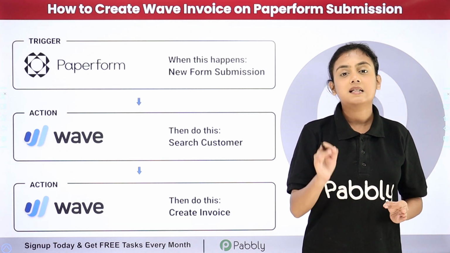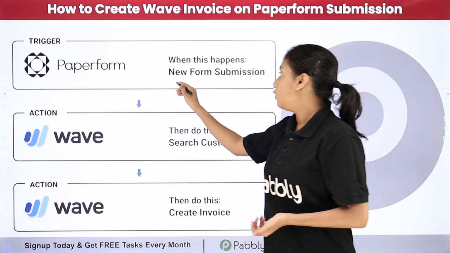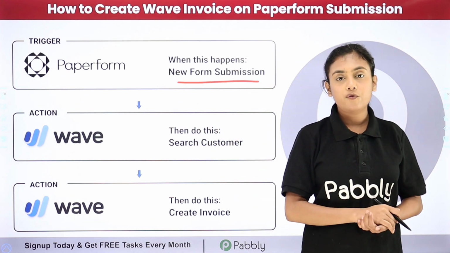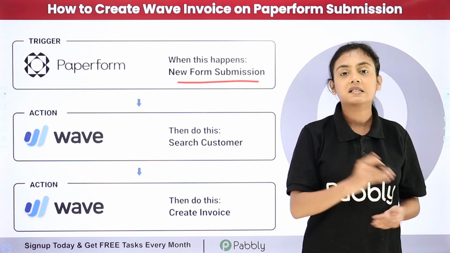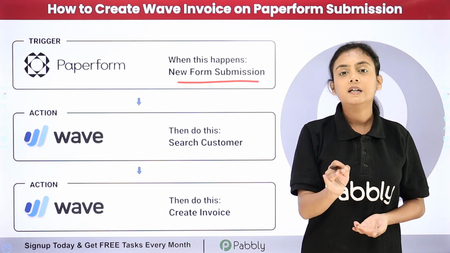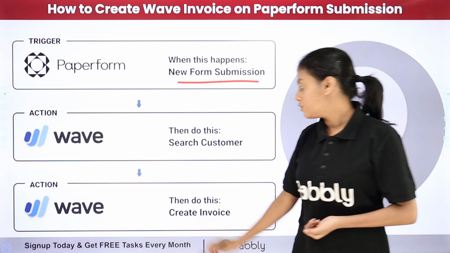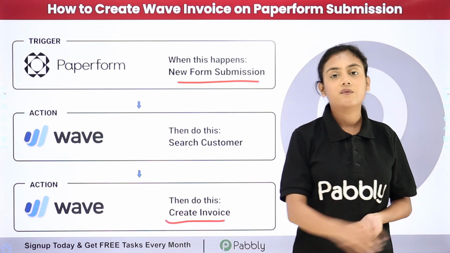Here what I want is that as soon as a new form submission is done using Paperform, and the client selects the service they're interested in, then according to the selected service, I want to create an invoice of that service in my Wave account.